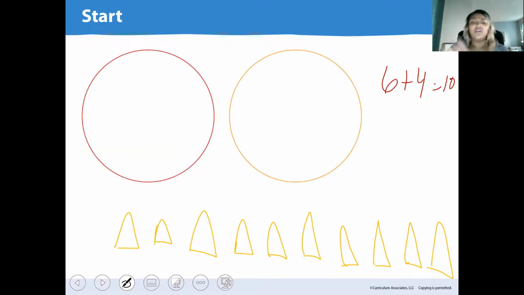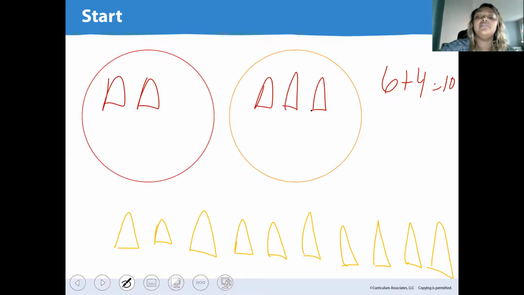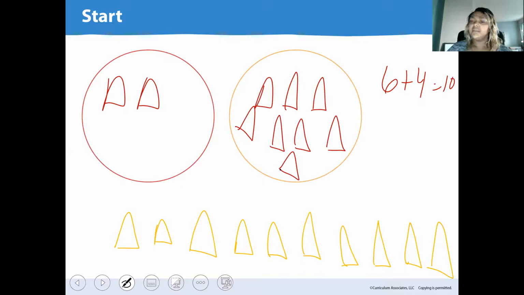Let's try another way. What about 1, 2, 3, 4, 5, 6, 7, 8, 9, 10. Let's figure that one out. So how many is in the circle? The red circle. Okay, we know that too. And we know we're putting them together. So we have to put a plus sign. We're putting one number with another number. We're plussing, we're adding. And then how many did we have in this circle?